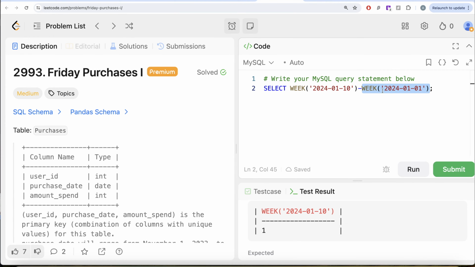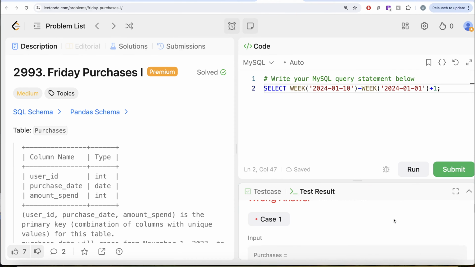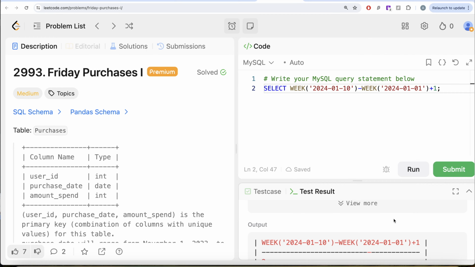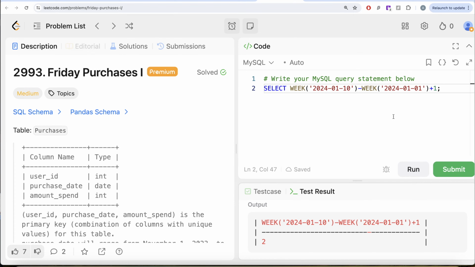So 1 minus 0, and then at the end, since you know that this is the second week, you need to plus 1. So this is how in general you can get which week of a particular month a date is. This is what a general solution looks like, because there is no function in SQL which can actually directly give you the week of the month. So if you look at our output, this gives you 2. Now remember this. So let's start our solution.